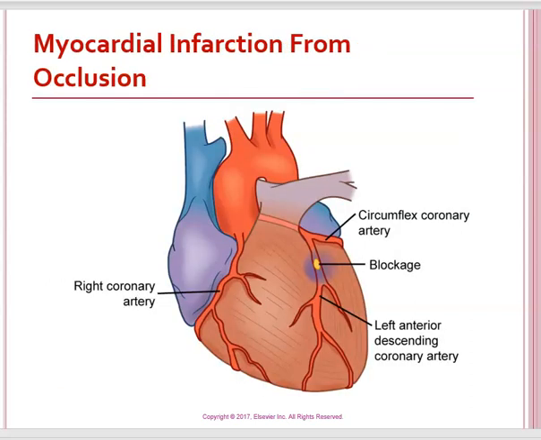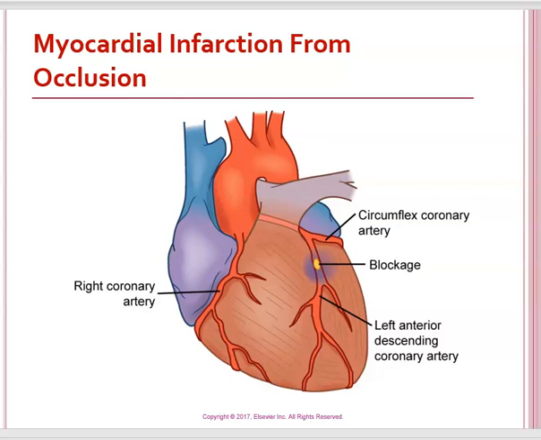Okay, here you can see the blockage, and this is in the LAD. That's scary. Now, if you look just where the circumflex coronary artery is, that's going around to the backside of the heart, that straight segment just before that is the widowmaker. That's the left main.